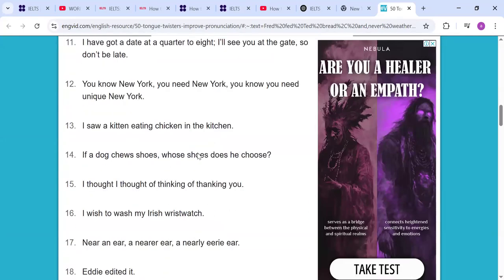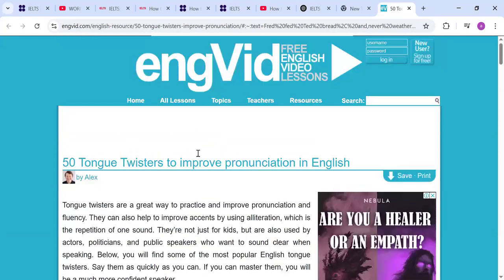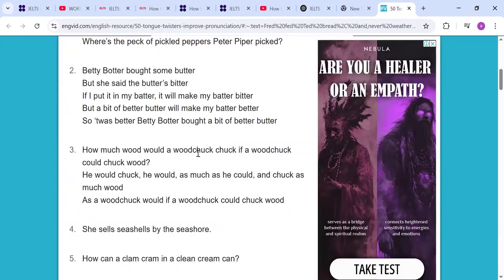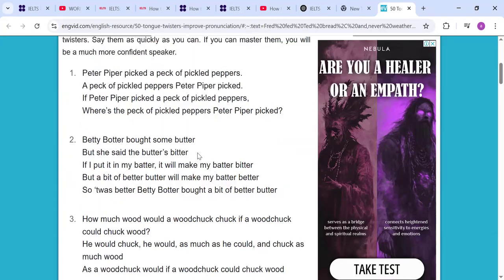Okay, so there are many of them. If you're having an issue with sounds like CH, SH, like in appreciation, there are some sounds we have issues with. Then you can also search for tongue twisters with the SH sound, the CS sound. So let's take an example.